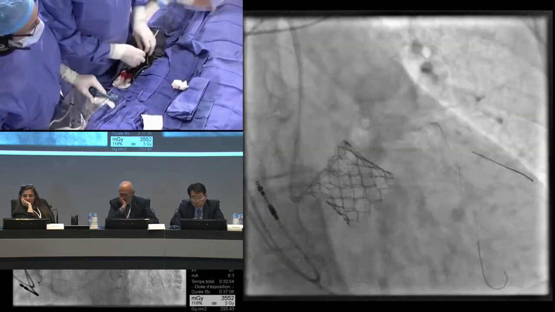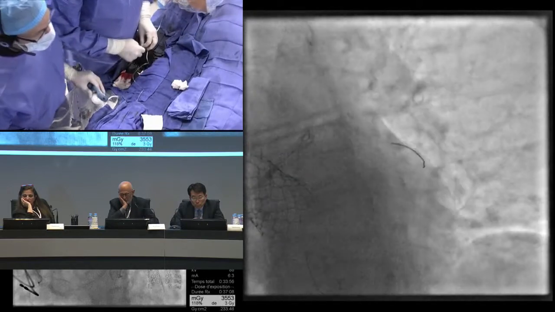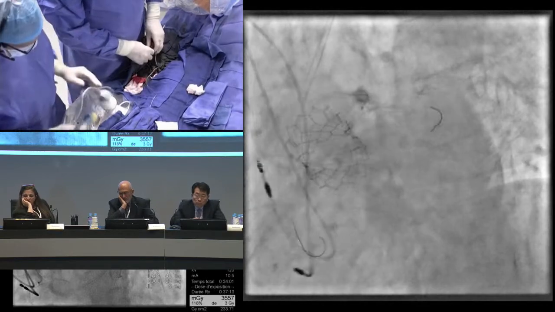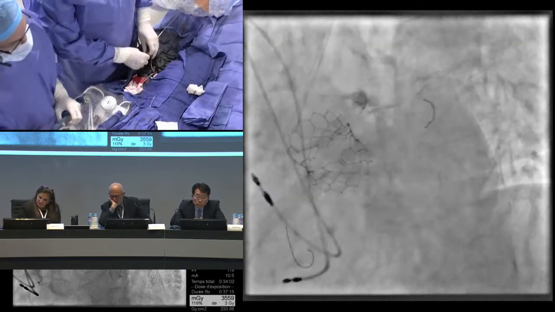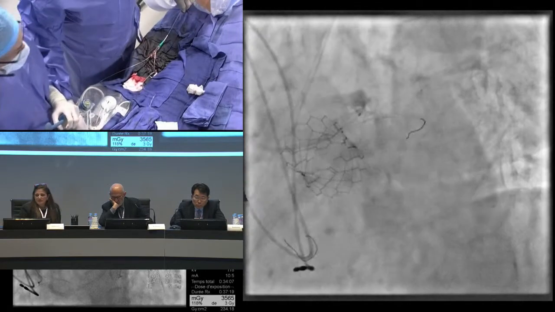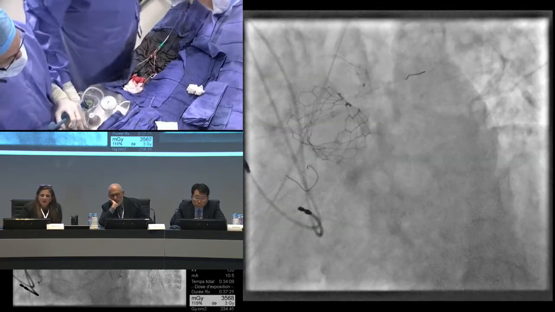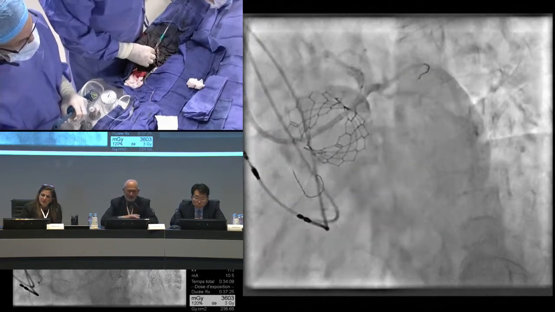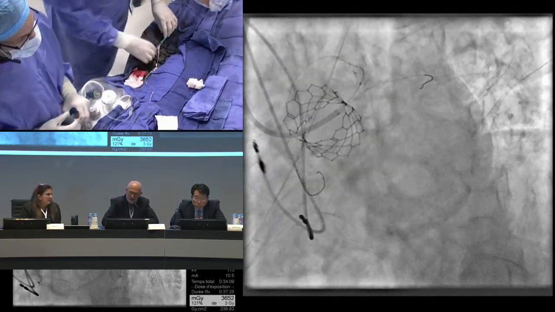Okay, what we can do is to advance the balloon. Here we are. And now, of course, we have to place the distal marker of the balloon proximal to the bifurcation. That is very, very important. So we take a view. That's a really good point. Very important. The distal marker seems very good. Very good position, proximal to the bifurcation.